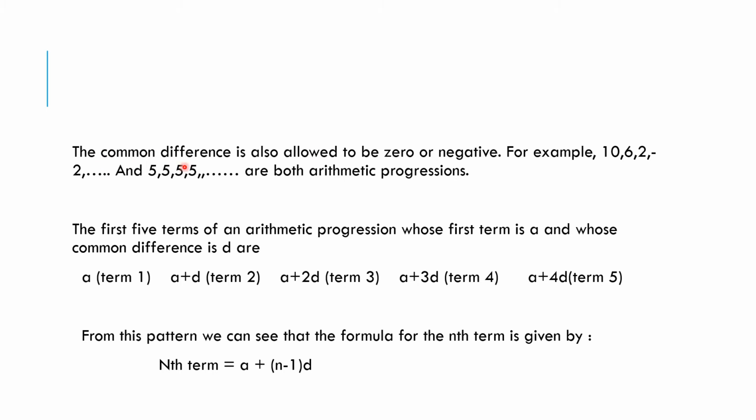The common difference is also allowed to be 0 or negative. For example, 10, 6, 2, minus 2, etc. and 5, 5, 5, 5 are both arithmetic progressions. The first 5 terms of an arithmetic progression whose first term is a and whose common difference is d are: a is term 1, a plus d is term 2, a plus 2d is term 3, a plus 3d is term 4, a plus 4d is term 5. From this pattern, we can see that the formula for the nth term is given by: nth term is a plus (n minus 1) times d.